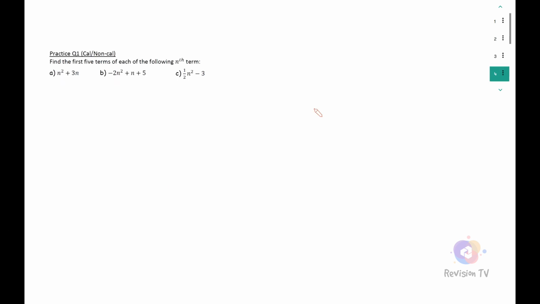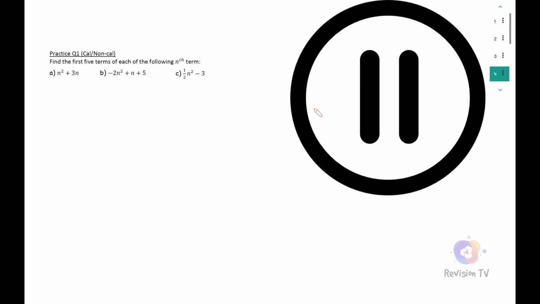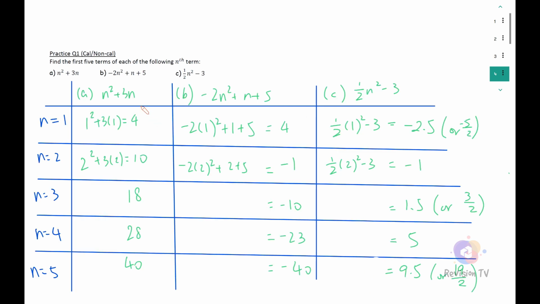Here comes practice question 1. Work out the first 5 terms of each of the following nth terms. I'll let you decide if you want to use a calculator or not. Okay, have a go, pause the video. When you're ready for the answer, you can press play. Here are the answers. So question A, the sequence goes 4, 10, 18, 28, 40. Second one, 4, minus 1, minus 10, minus 23, minus 40. And C, minus 2.5, negative 1, 1.5, 5, and 9.5.